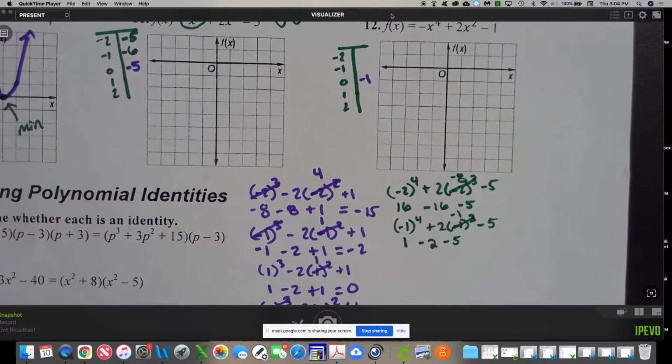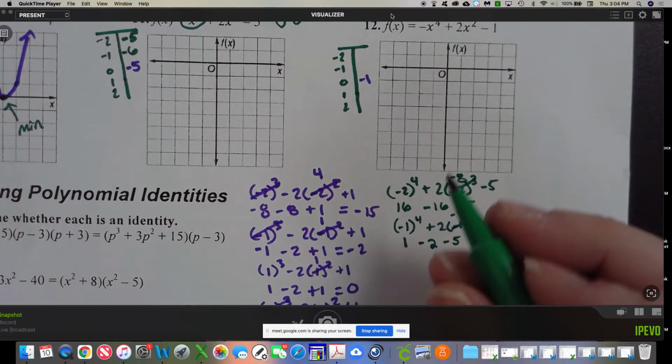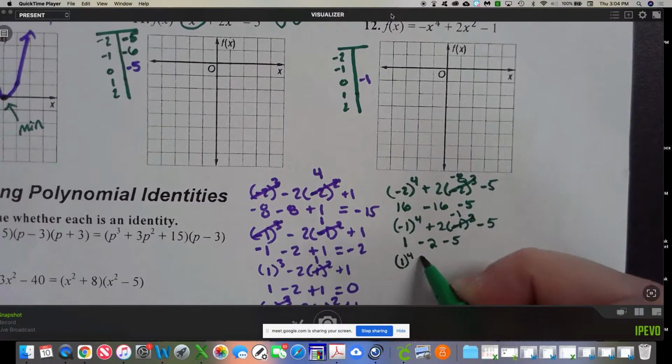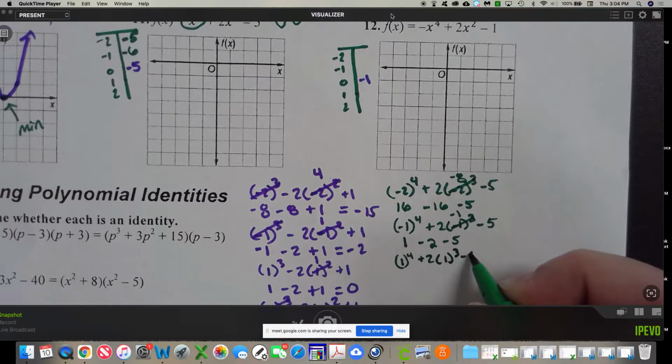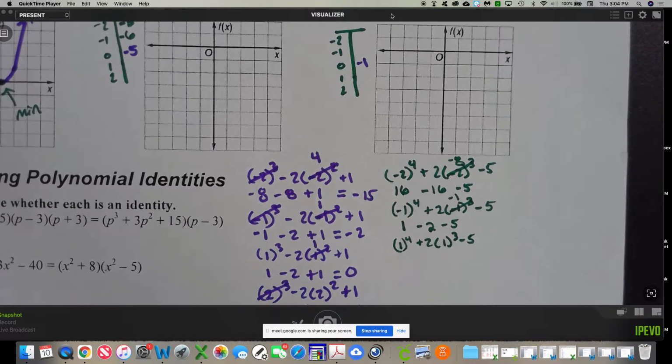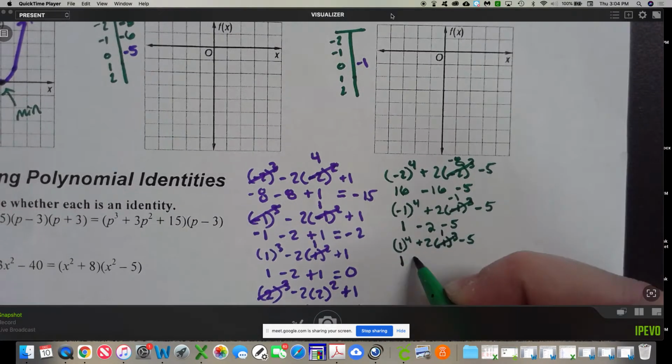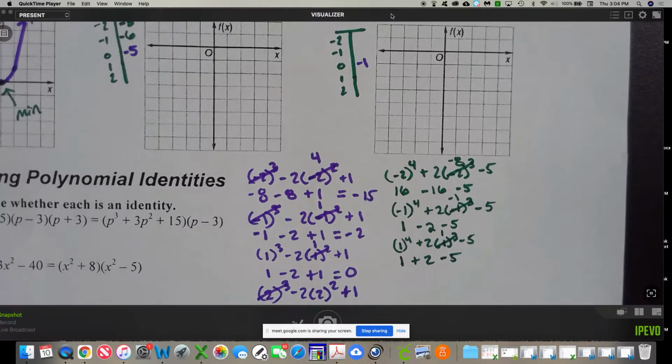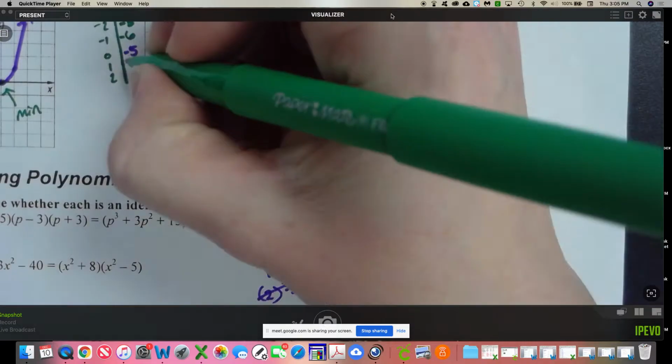So 1 to the 4th plus 2 times 1 to the 3rd minus 5. 1 to the 4th is 1. 1 to the 3rd is 1, times 2, minus 5. 1 plus 2 minus 5. Is that -2? Okay, and then let's plug in a +2.